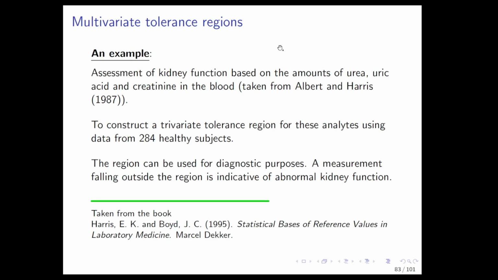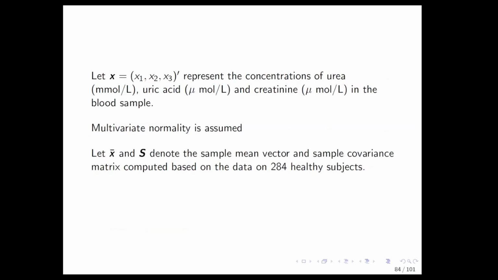So this is what earlier we called a reference interval. Now we will call it a reference region. So we'll write as X, X1, X2, X3. So this is the dimension 3 data on the urea, uric acid, and creatinine. We'll proceed under multivariate normality assumption, which is actually holding for this data. Of course, the multivariate normality doesn't always hold. Then we may have to look for multivariate non-parametric tolerance regions, something we will not discuss.